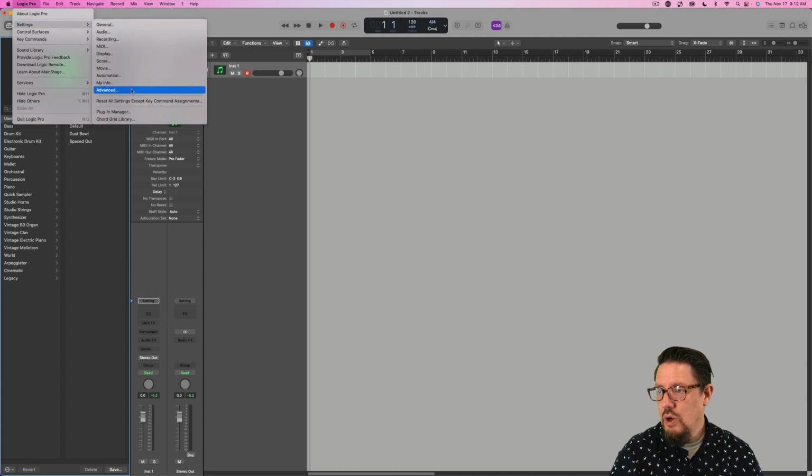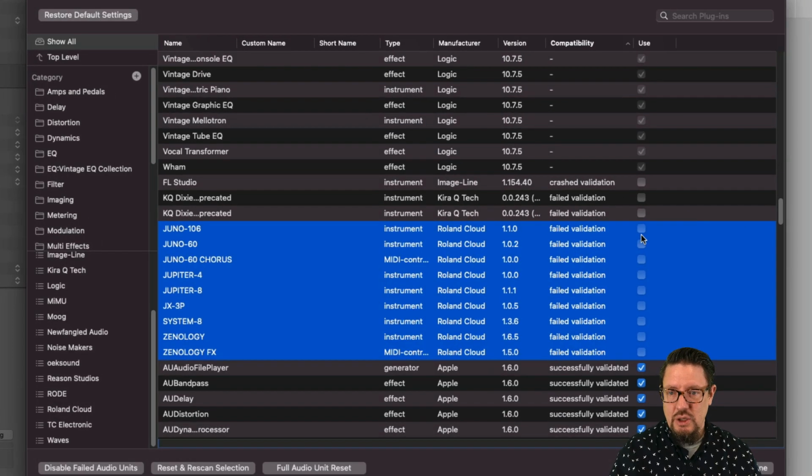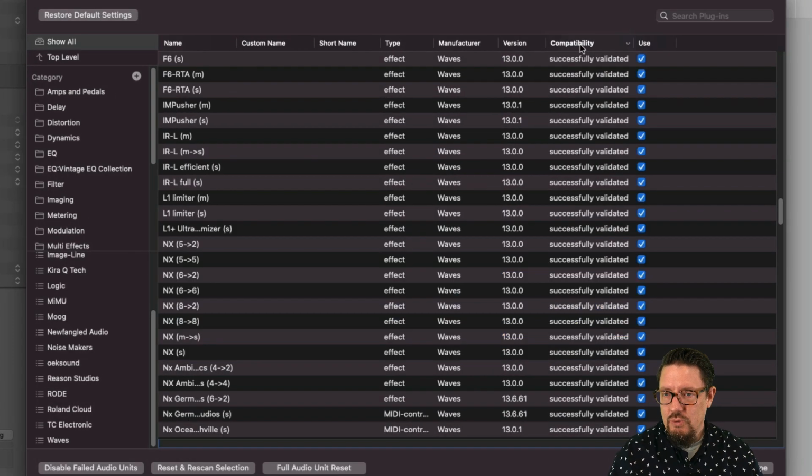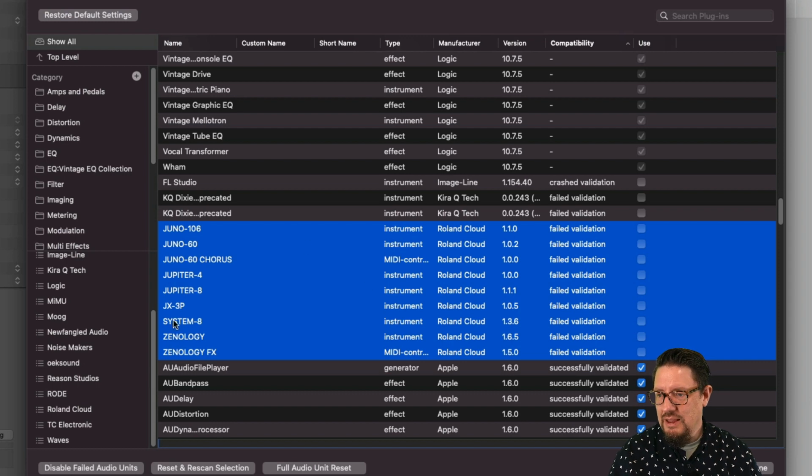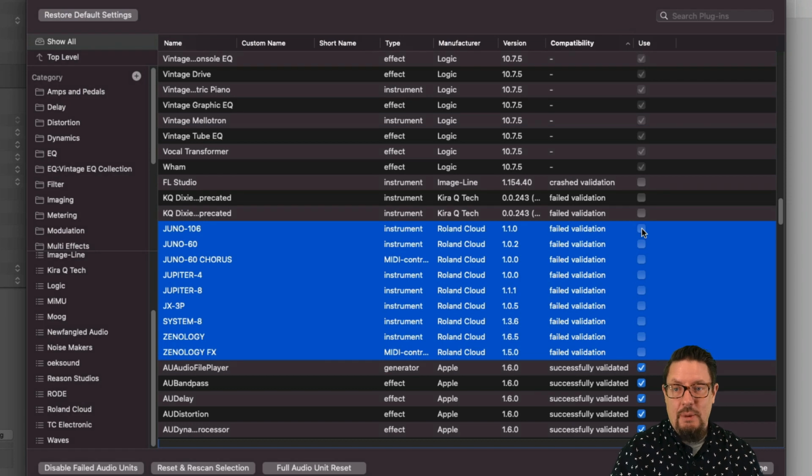And so one of the things I did, I talked to some of the people at Roland and they said you can just use them. So sort by compatibility, I've got this group of instruments. You can see they all fail validation no matter how many times I try to redo it. They don't pass it. They need to do an update to make them fully compatible. But for the time being, you can just click on them to use them.